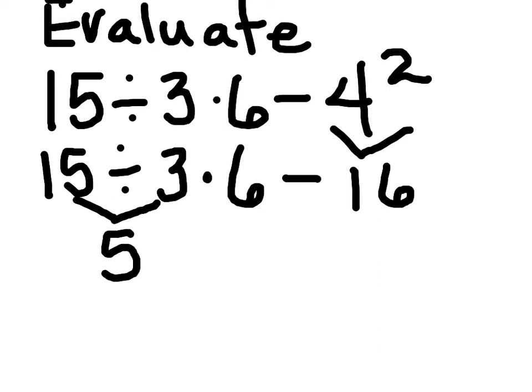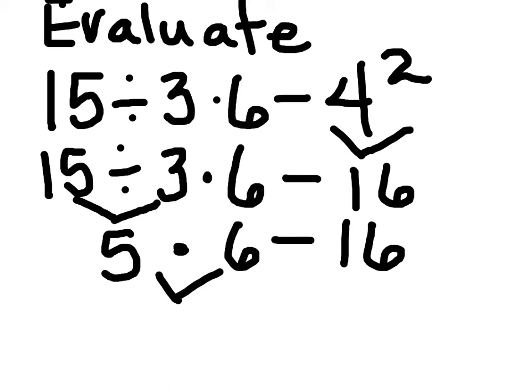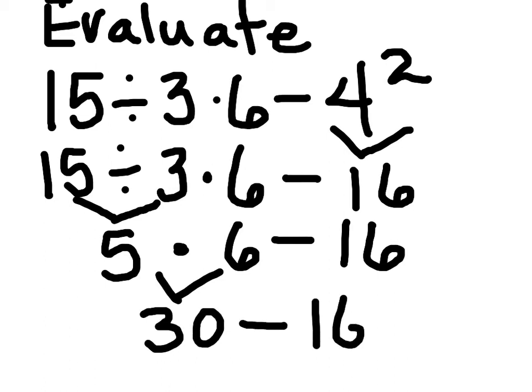And again, we're going to rewrite the rest of the expression so we have a times and a 6 and a minus 16 left. Now we do the multiplication because we have to do multiplication before we do addition or subtraction. So we have 5 times 6 is 30, and 30 minus 16, we pull the rest of that down, and we finish it out. 30 minus 16 is 14.